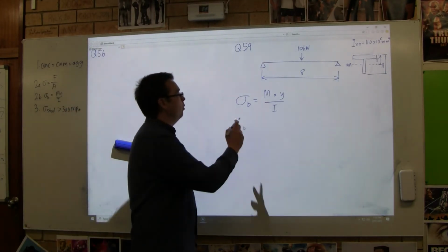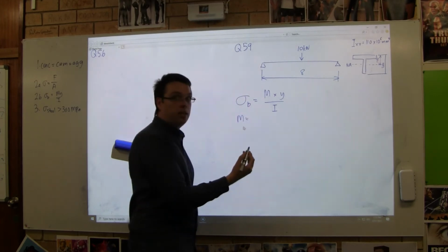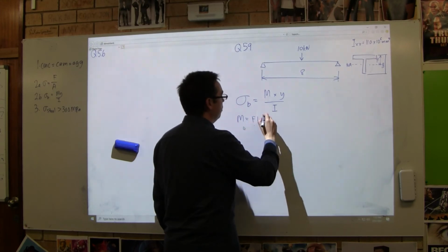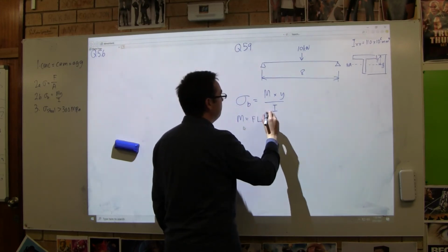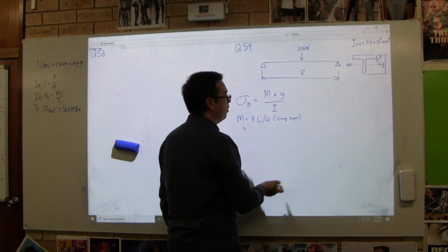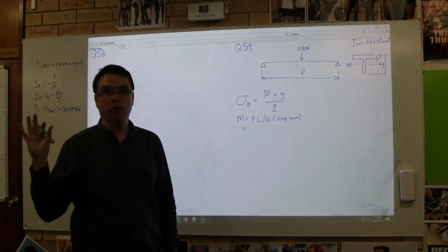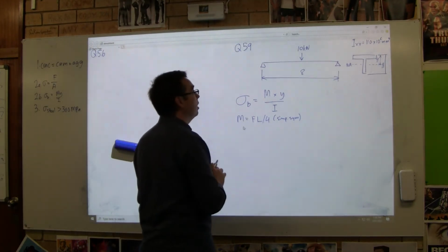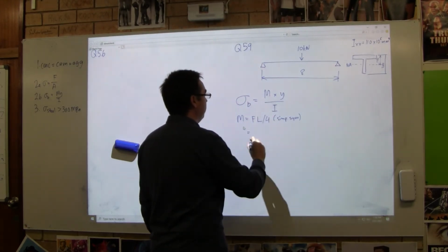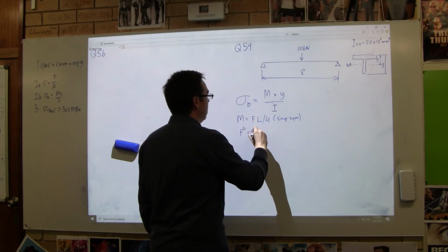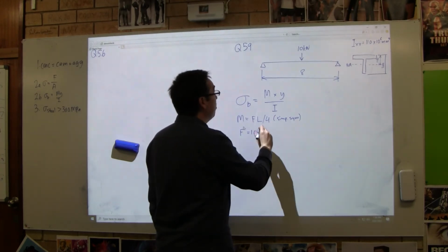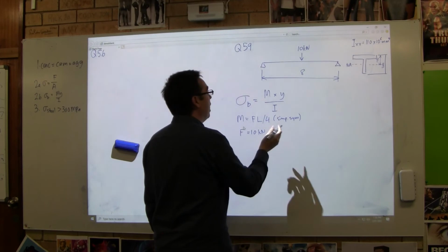Okay, so what we need to then know is what's M. M, in this case, we're allowed to use F times L on 4. Right, we're allowed to do that. Why? Because it's simple and symmetrical. Otherwise, we wouldn't be allowed to use that. We'd have to use a bending moment diagram. We haven't learned about that yet, so let's keep this show on the road. Okay, so F equals 10,000, it's in kilonewtons, right? So for the moment we'll just write 10 kN. And what's our L?